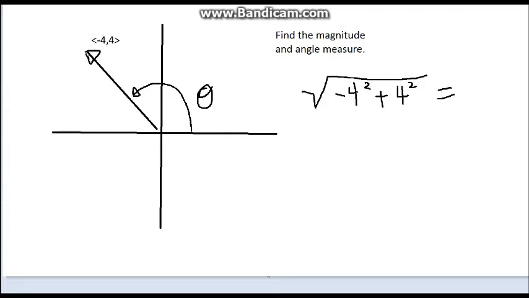And 4 times 4 is 16, and 16 plus 16 is 32. So we have the square root of 32, which can be simplified down to 4 times the square root of 2.